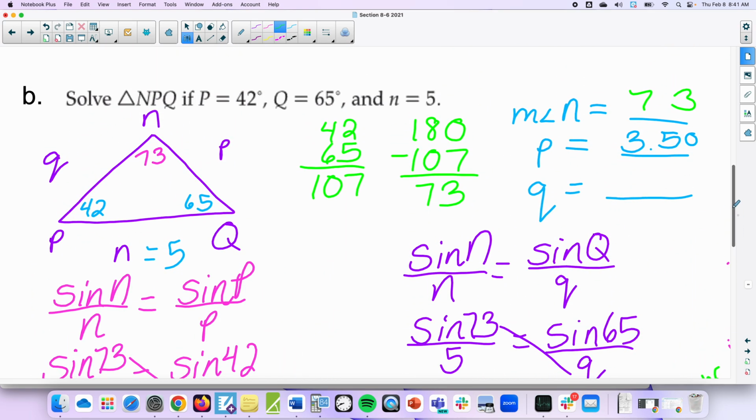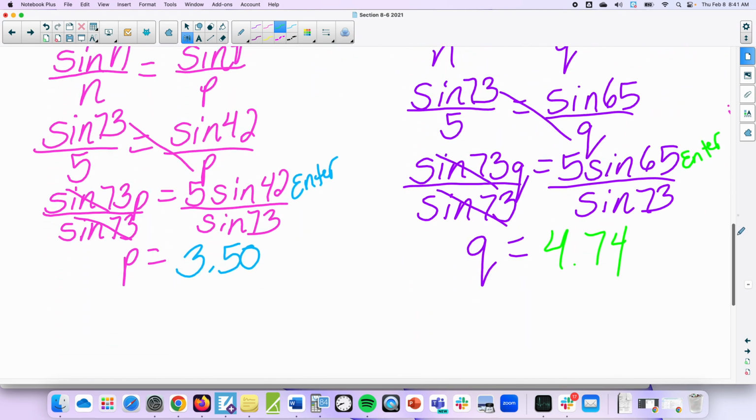We agree with that? Okay. And again, you can always kind of check, like P should be across from a smaller angle than Q, and then N is across from the biggest angle, so that should be your biggest side.